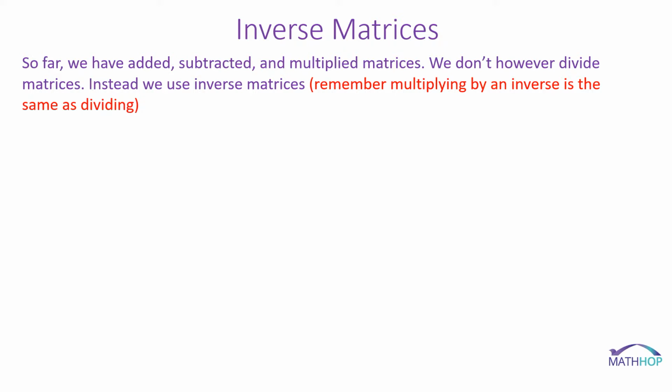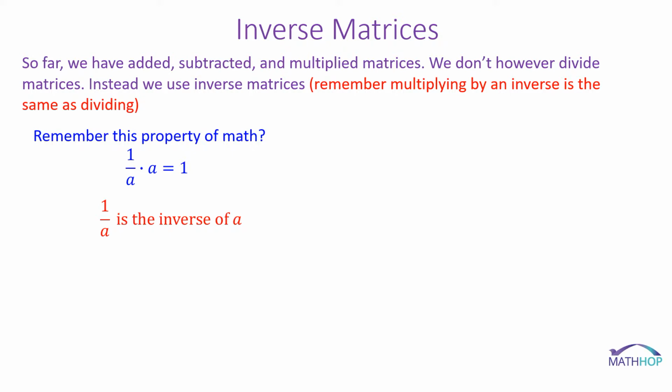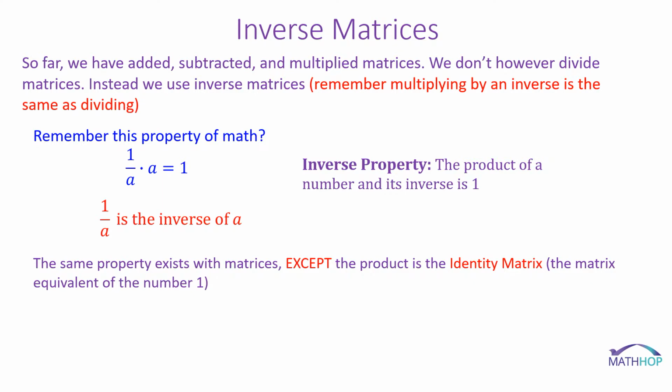That idea exists in matrix operations, if you will. So remember this property, 1 over A times A equals 1. We learned that 1 over A was the inverse of A. In the example I just gave, remember that 1/2 was the inverse of 2. And when we first learned it, we called them reciprocals. And then we learned the inverse property. If we took the product of a number and its inverse, we always got 1. Well, this is the property that exists with matrices, except the product isn't really 1. It's the matrix equivalent of 1, which is the identity matrix.